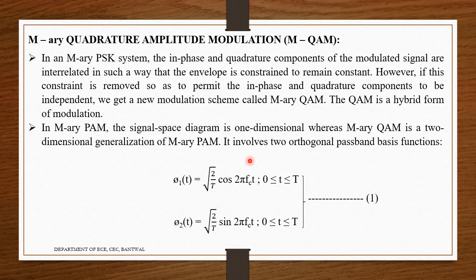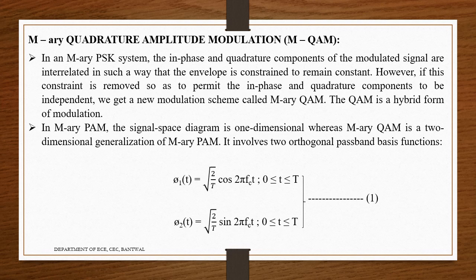Okay, so what we generate in the PAM, we are doing twice. So it involves two orthogonal bandpass basis functions here. Phi 1 of t is equal to square root of 2 by T into cos 2 pi fc t, for 0 less than or equal to t less than or equal to T. This is the common bandwidth. But when we used it in offset QPSK, we started from T by 2 to 3T by 2. But here we are starting with the same, but we are trying to make it independent.